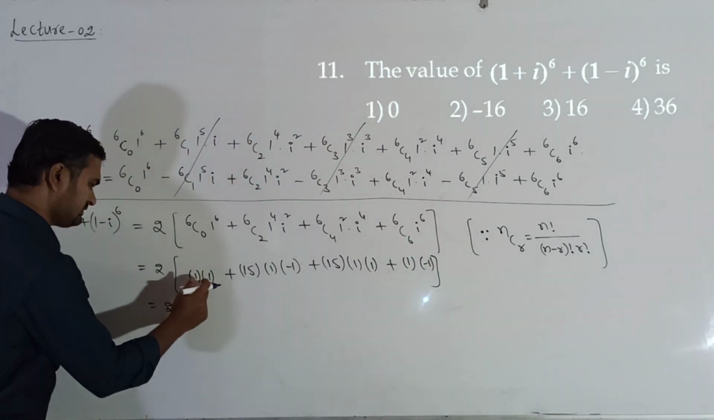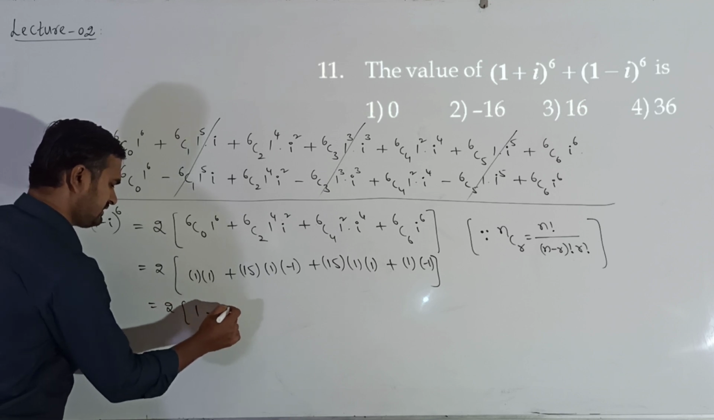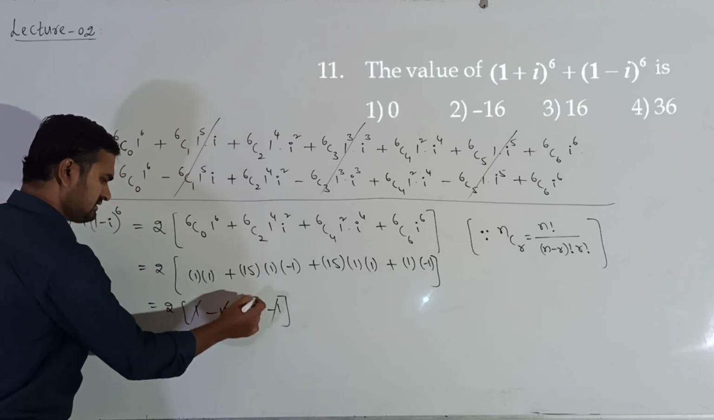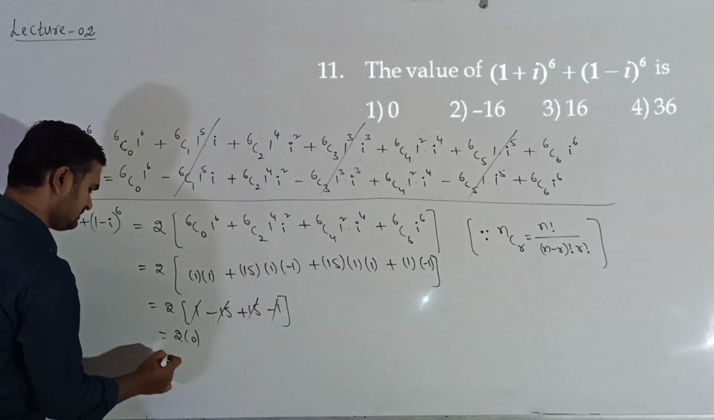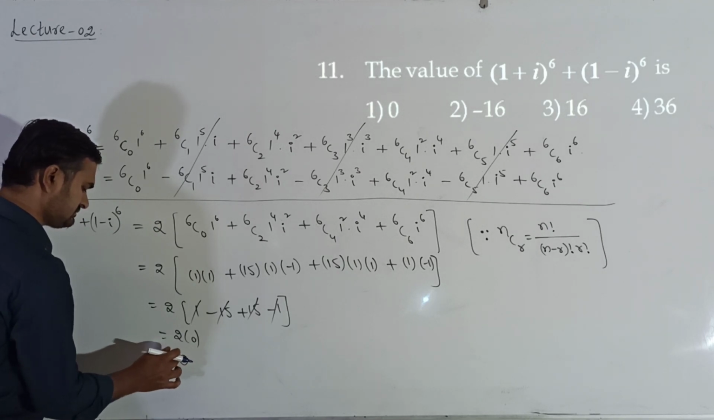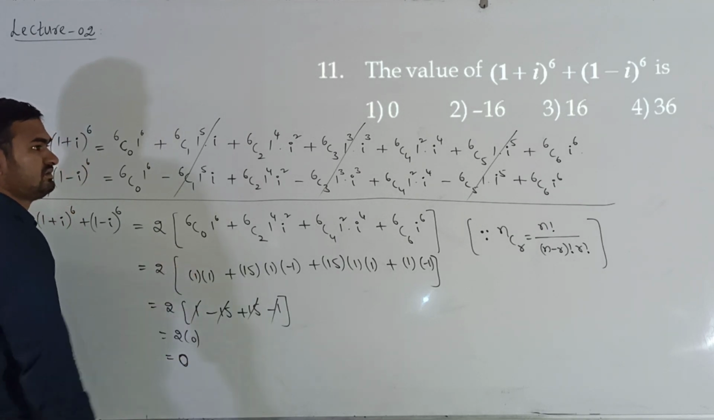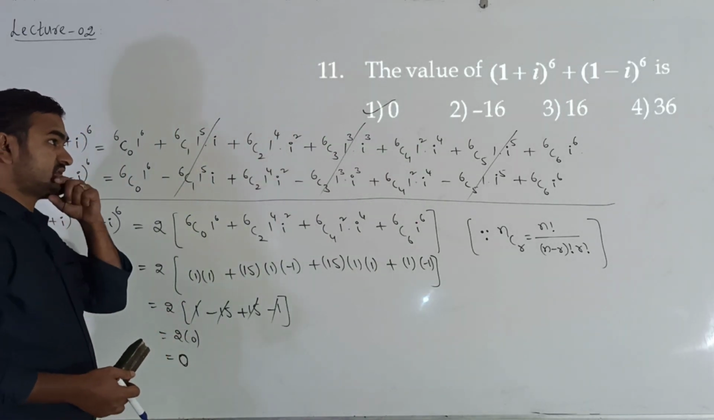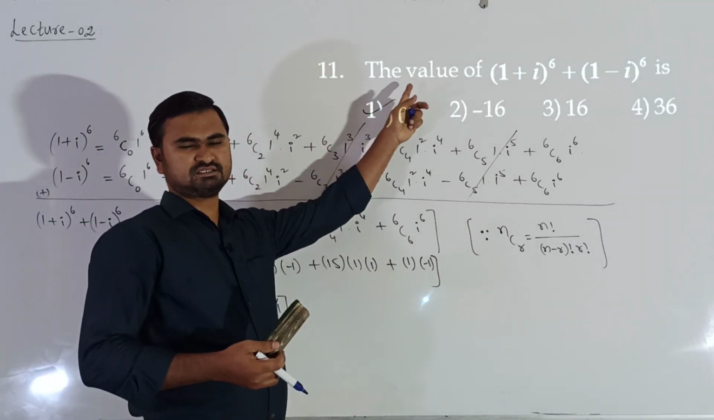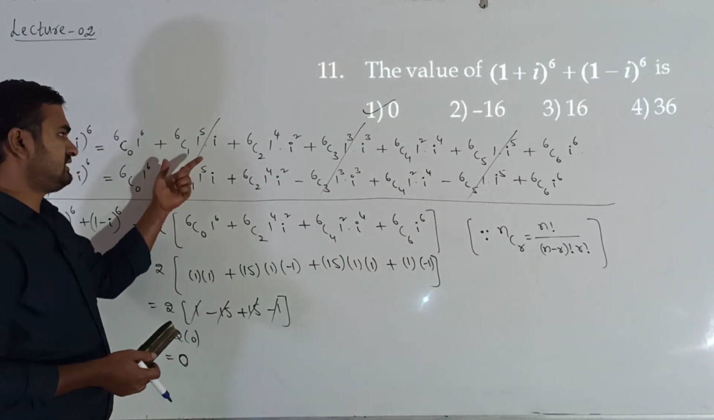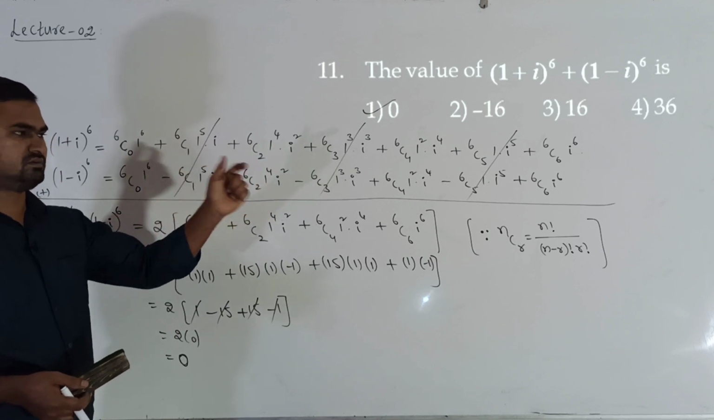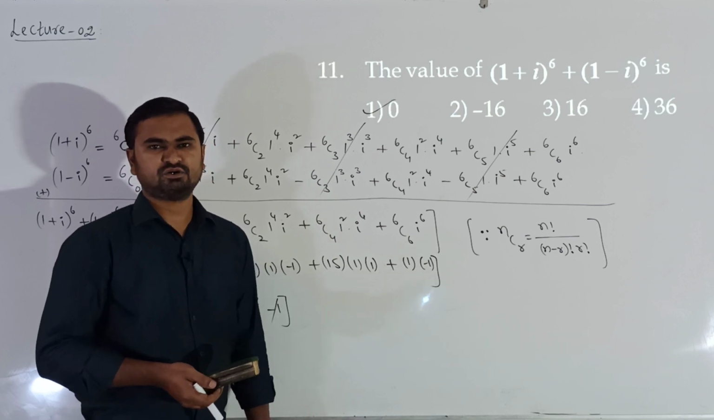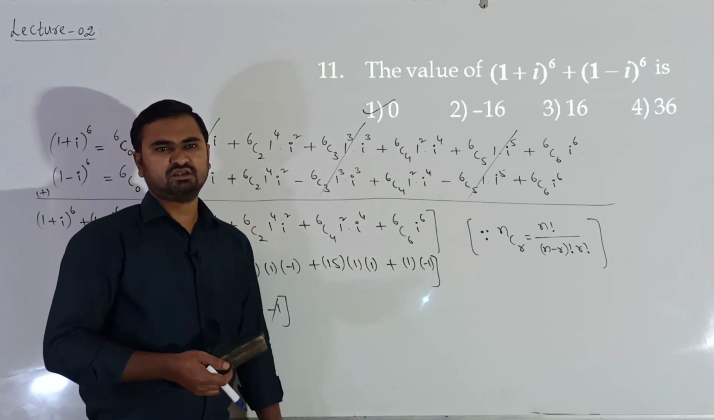So 2 into this is 1 minus 15 plus 15 minus 1. So minus 1 plus 1 cancelled, 15 cancelled, 2 into 0. So answer will get 0. So the required answer will be 0. Understand? So whenever we have power is higher numbers like 6, 10 and so on, we will be using the binomial theorem to expand. Okay, so you have to remember that formula of expansion of a plus b whole power n, a minus b whole power n. It will be very useful in many calculations.